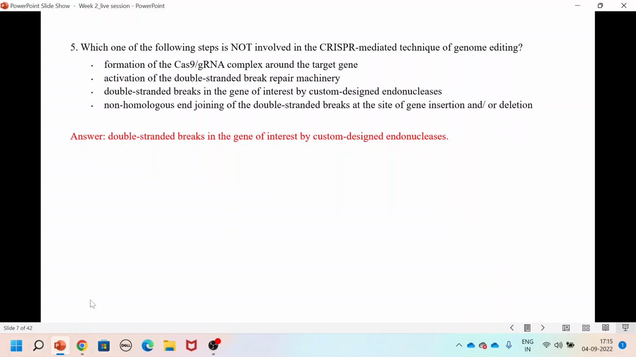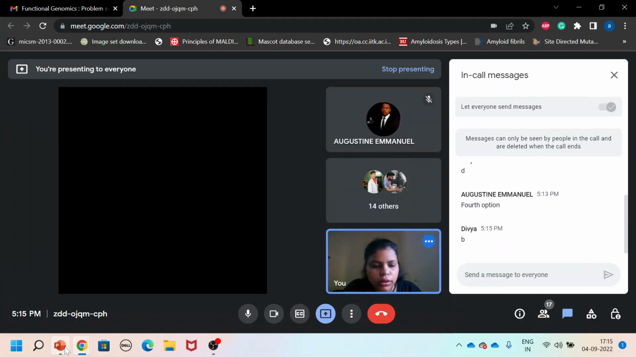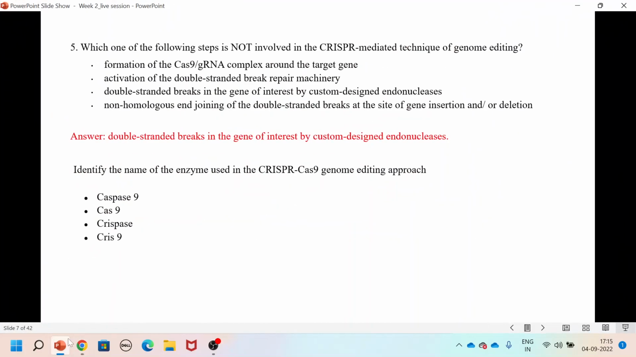Yes, ma'am. Okay. So the next question is, identify the name of the enzyme which is used in the CRISPR-Cas9 genome editing approach. It is very easy. So what is the enzyme which is used? Caspase 9, Cas9, Crispase or Cris9?